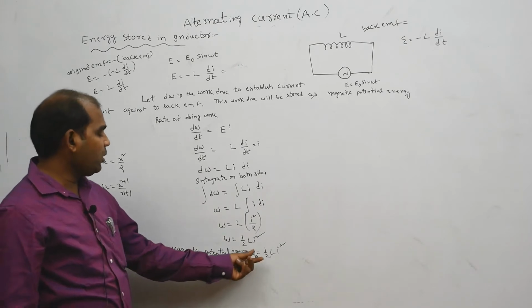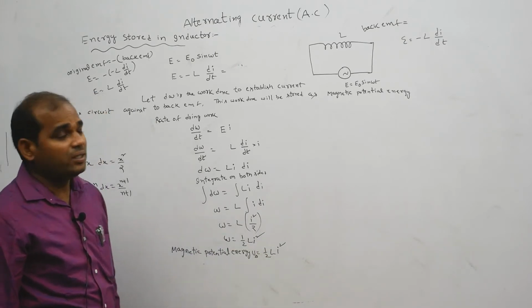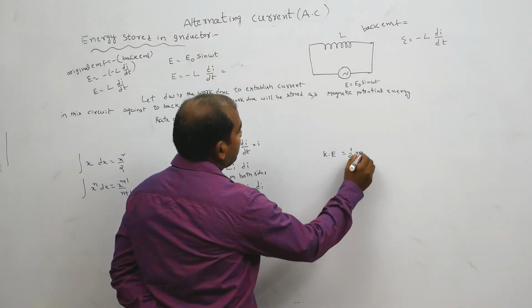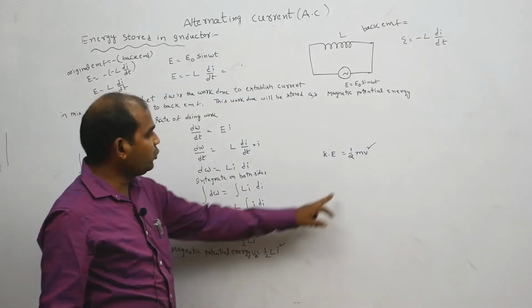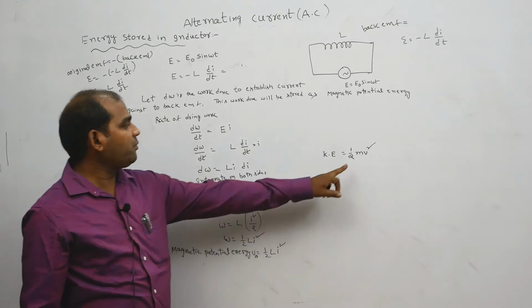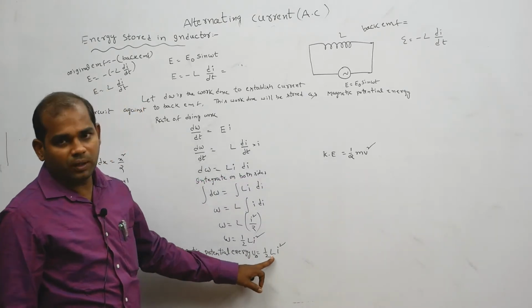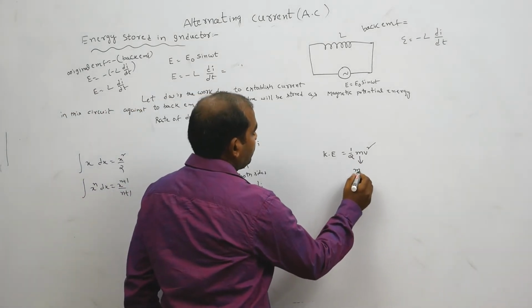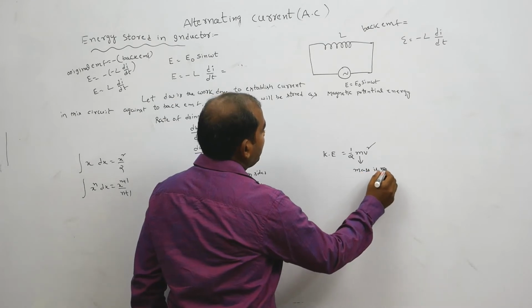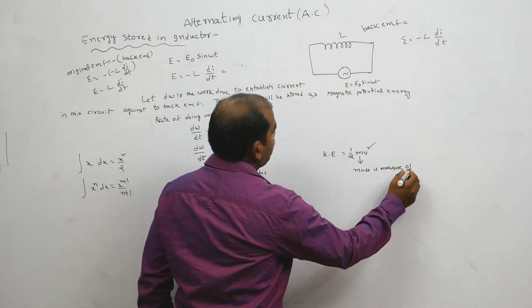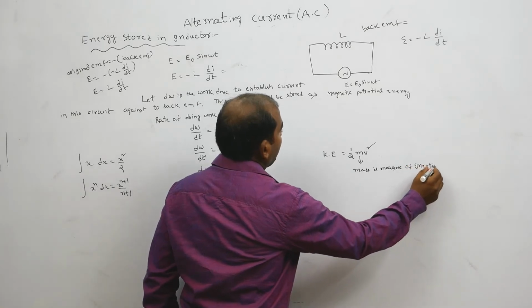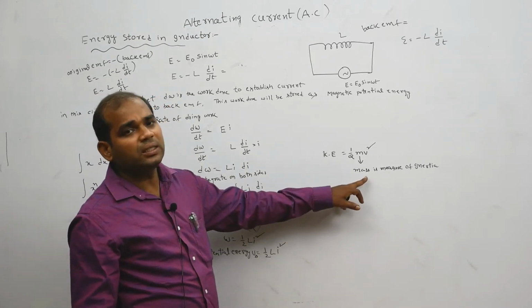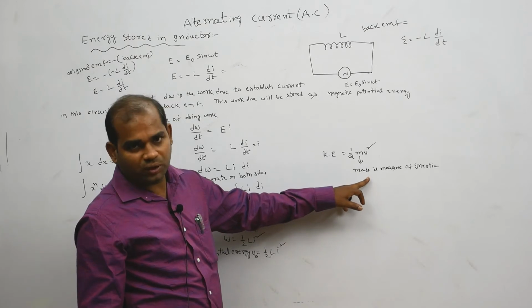But in conclusion, we need to compare this formula with the kinetic energy expression. We already know kinetic energy is equal to half m v square. Compare these two expressions. In the place of m, here we have capital L. Here m is the mass, and mass is a measure of inertia. We already know the measure of inertia in mechanics: it always opposes the change in motion or change in the direction of motion.